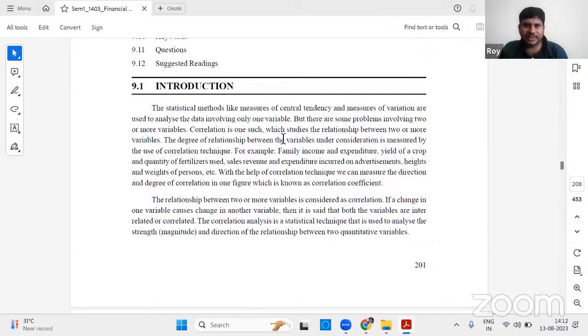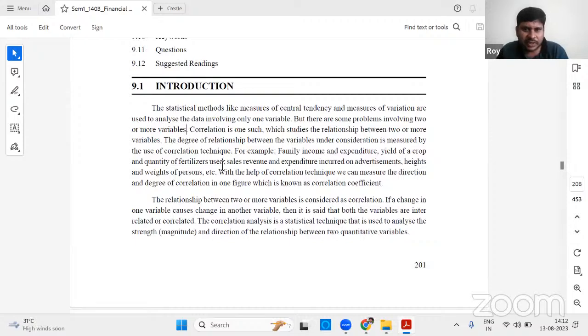Correlation is one which studies the relationship between two or more variables. The degree of relation between the variables under consideration is measured by the correlation technique. For example, family income and expenditure: how much income you are getting, how much expenditure. Yield of a crop and quantity of fertilizer used: the more fertilizer is used, are you getting a good crop output?